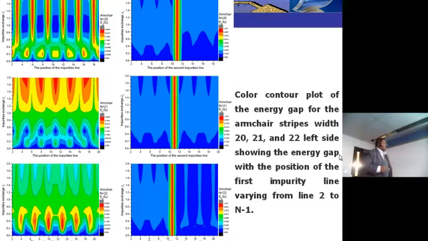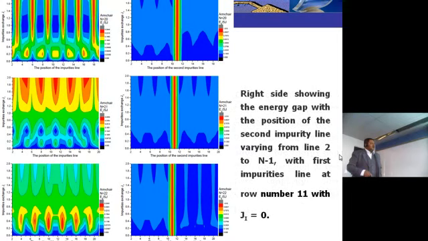We added a second line to see the effect. We fix the first line at 11, and change the second line's impurity line position and impurity exchange. As we see here, we broke the symmetry for 20 and 22, but for 21 the symmetry is not broken for the energy band gap with the change of the position and the impurity exchange.